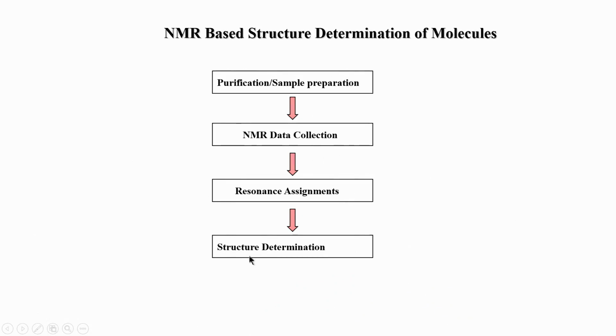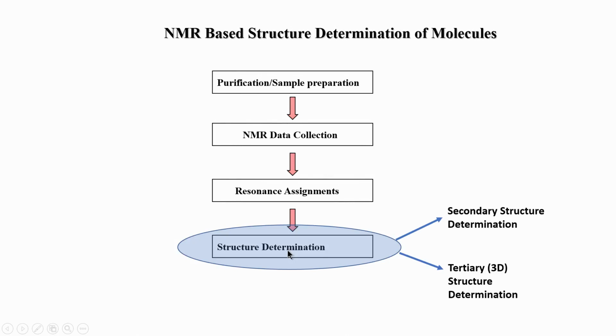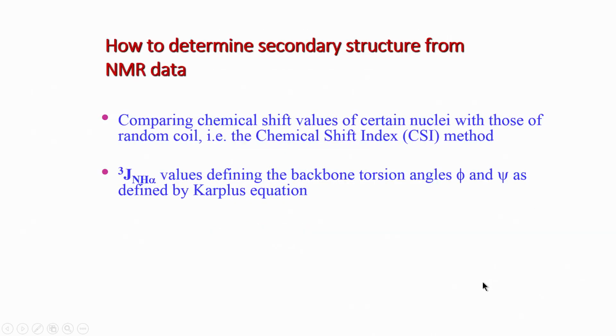Now finally we will go to structure determination, this part, where we see that in a structure determination protocol we do two things. We determine first the secondary structure of the protein, and then we determine the 3D structure of the protein. So, first we will focus on how to determine the secondary structure of a protein, which will help us to then go to the 3D structure of the protein.